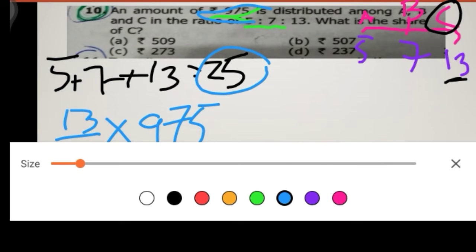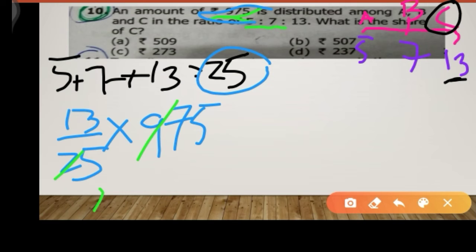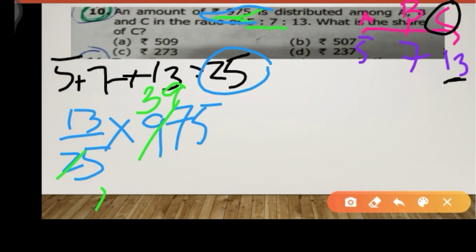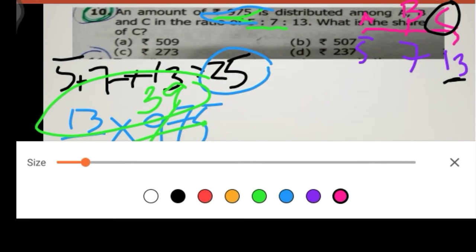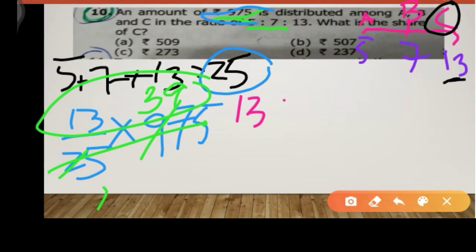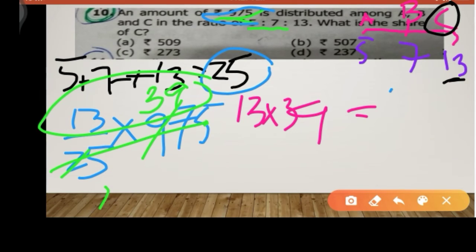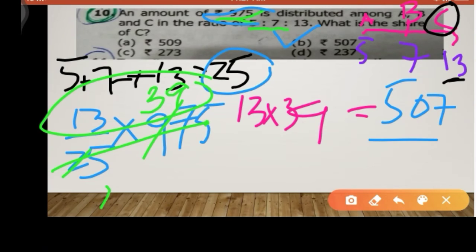Now let's take 25. Ones are 25, and threes are 75. The remaining will be 22, and then 5 will pass. Then it will become 225. After that, 25 nines are 225. Now let's cancel these terms as we have solved them. The remaining numbers are 13 and 39, and multiplying these, the answer we get is rupees 507. Here option B is the correct answer by the simplest method that I told you.